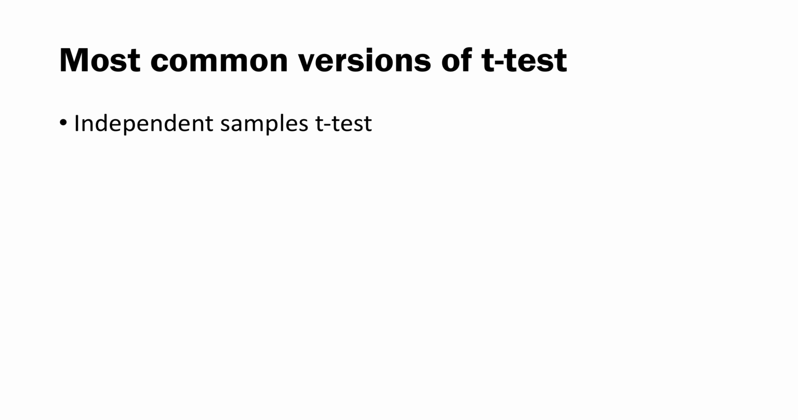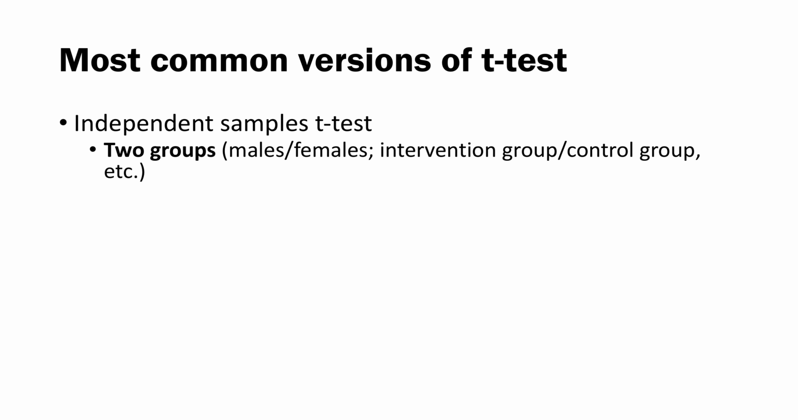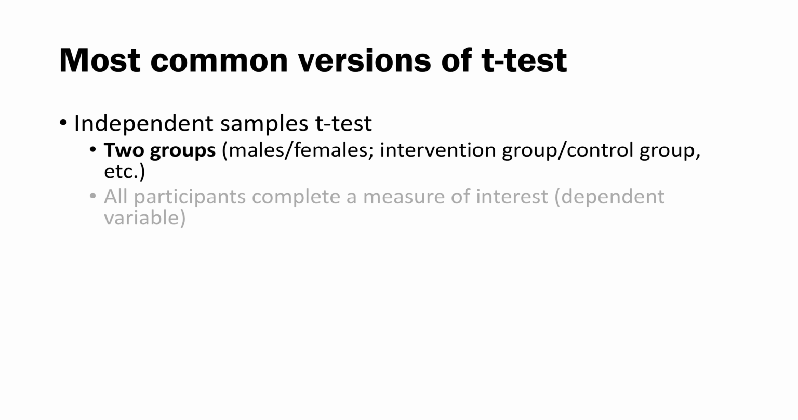Now, the most common version of a t-test that you'll see in the literature, and this is probably the most frequently reported statistic other than perhaps ANOVA, but I think t-test is probably more frequent, is an independent samples t-test. And it's the most common version. For example, if you had two groups, males and females, intervention group versus control group, and so forth, an independent samples t-test may be appropriate.